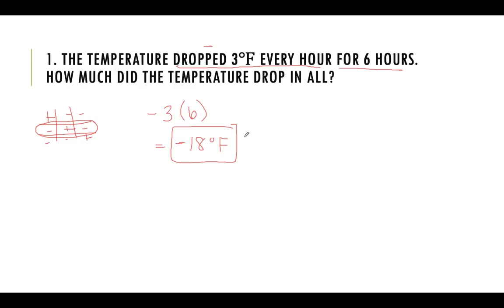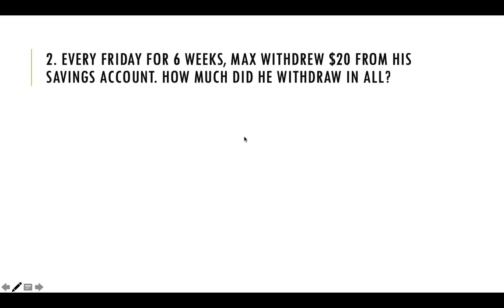I got 2 more examples for you before you're on your own. So if we take a look at this problem, this time it says every Friday for 6 weeks, Max withdrew $20 from his savings account. How much did he withdraw in all? Well, remember, if you are withdrawing money, you're taking it out, which means that this 20 is a negative number. So I can write the multiplication problem. He did 6 weeks. Every week he did $20, and he's withdrawing it or taking it out. So we have the problem 6 times negative 20.